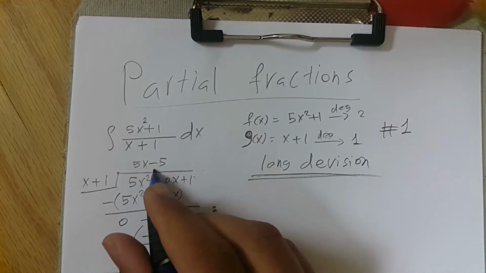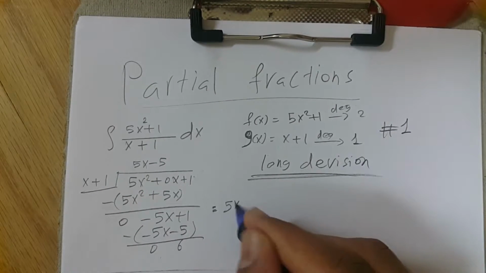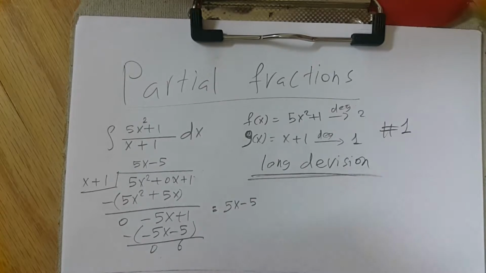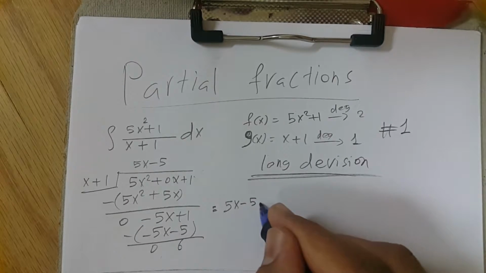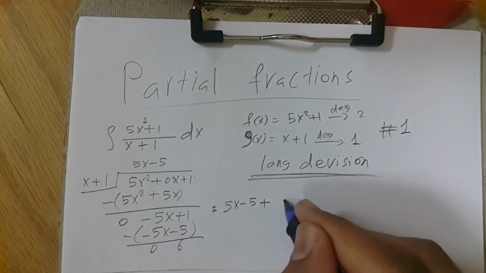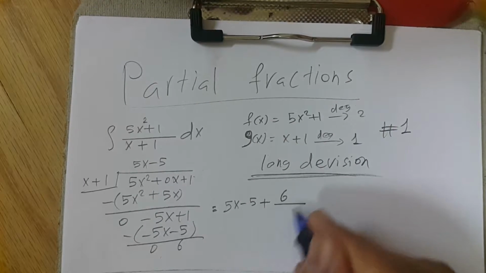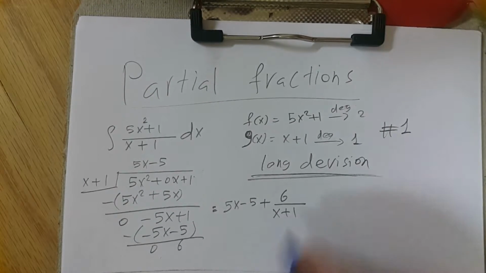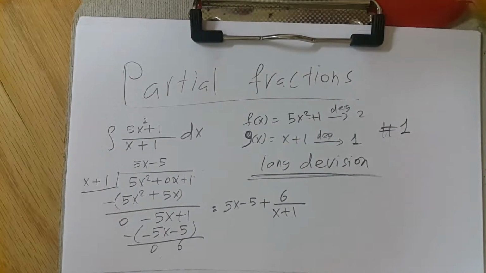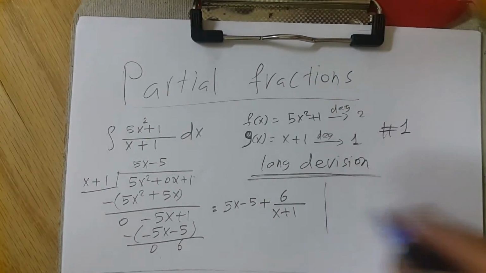The result is always this, right? 5x minus 5, okay? Plus, we have a remainder here, 6 divided by x plus 1. Okay, now, I hope that you know why, and I will give you this idea.